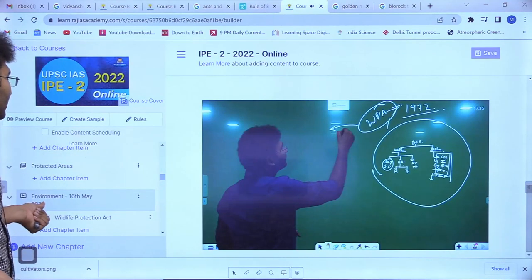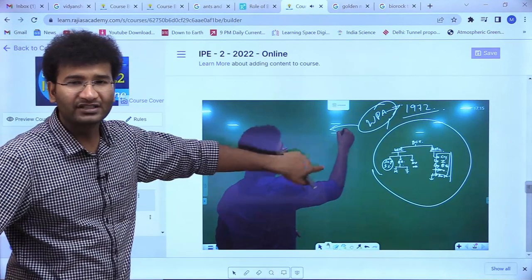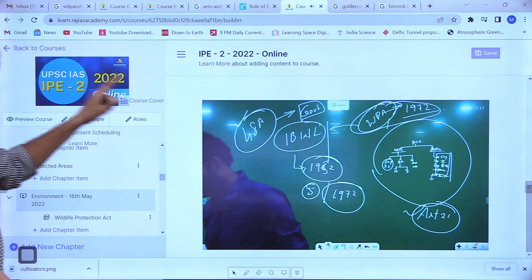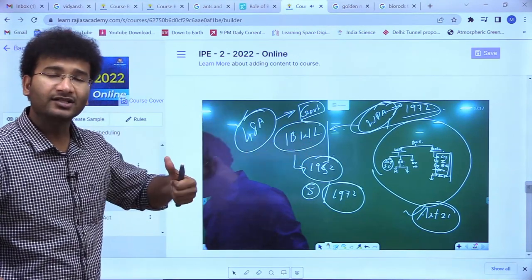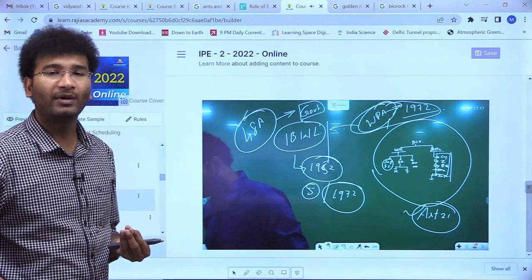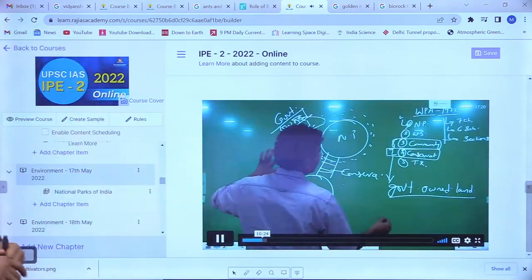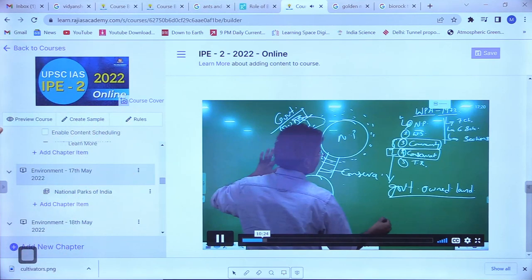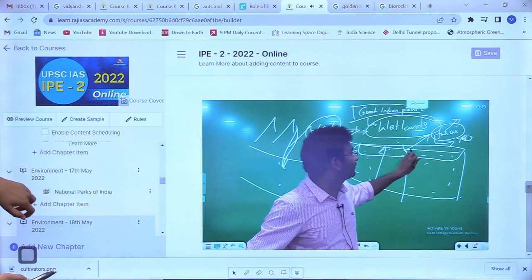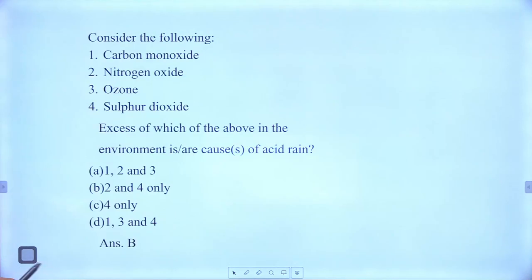On the 16th of May we also discussed in detail, and linking with Article 48A, we also told who the animals are the property of. Is it the government or private people? See, the proof is in front of you where exactly we have discussed it. 17th May, 16th May, a series of discussions we have done. Now, there is a next question.